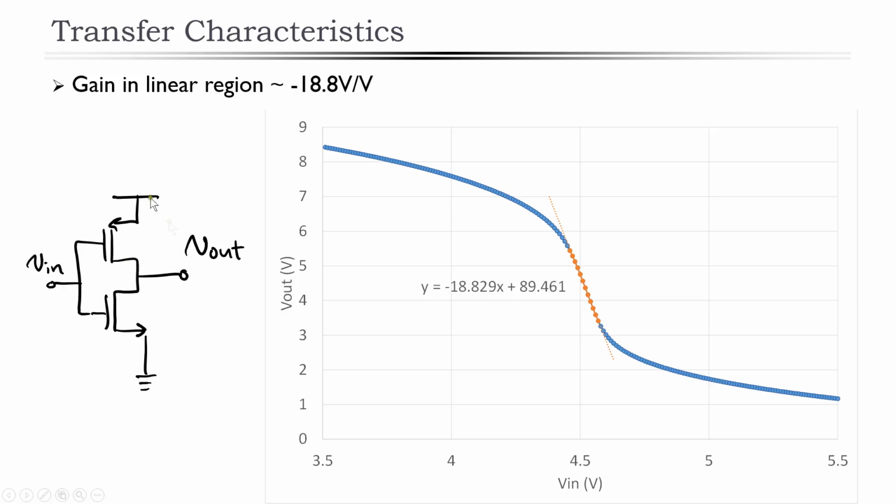Digital designers who use this inverter for digital purposes operate it either in this region or operate it all the way out in this region. We want to operate it in the middle when both of the devices are operating in the active region. And that is the trick to be able to use an inverter as an amplifier.